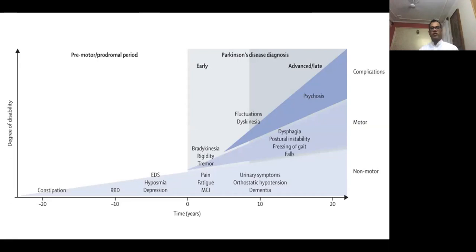This is the most important slide, which gives on the x-axis the time in years, and on the y-axis the degree of disability. This is the time when usually a patient will present to you with bradykinesia, rigidity, tremor. But if you ask for history previously, they may give a history of constipation, REM sleep behavior disorder. They may have early daytime somnolence, hyposmia, and depression. As time progresses, you can see that motor manifestations still are problematic, but the psychosis, cognitive problems, bladder symptoms, dementia, orthostatic hypotension, those also become really disabling. So almost twice as disabling as motor symptoms, almost 20 years down the line.